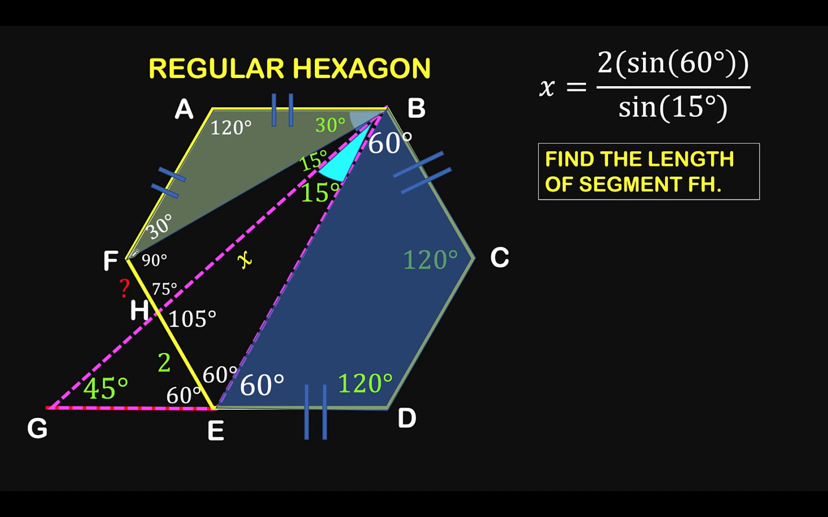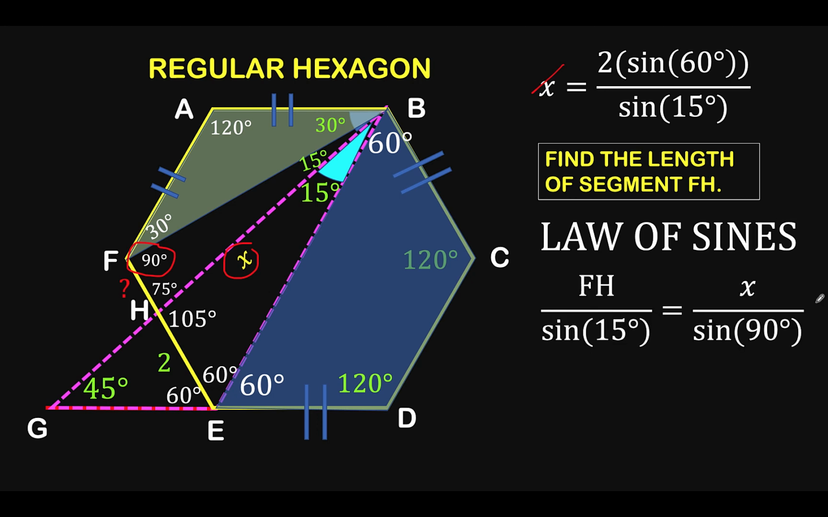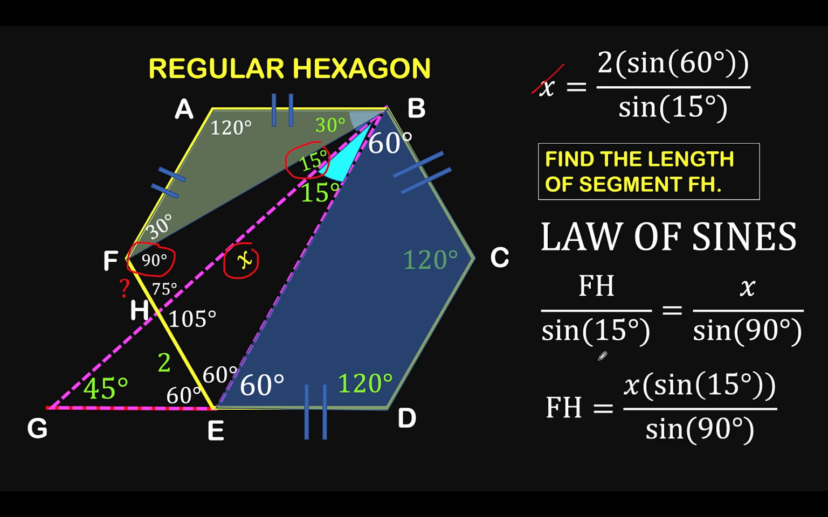Now this time, let's go now to this triangle FBH. Again, let's use the law of sines. We know the measure of X to be this value, and we get the sine of 90 degrees. So we now have X over sine of 90 equals, the length of the side that we want to find is FH over the sine of its opposite angle, which is this angle, sine of 15 degrees. Solving now for FH, we multiply both sides of the equation by sine of 15, and here is the result.